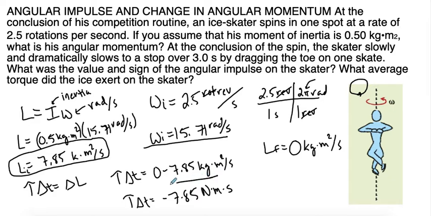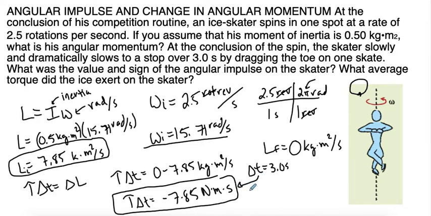So the final question that we're going to be looking at here is, what is the average torque that is exerted on the skater by the ice? So what's the torque that's causing the skater to stop? We are given a time value of 3 seconds. So now we can just take that time value and plug it into our impulse here, and then we can find that torque. Okay, so let's do that.